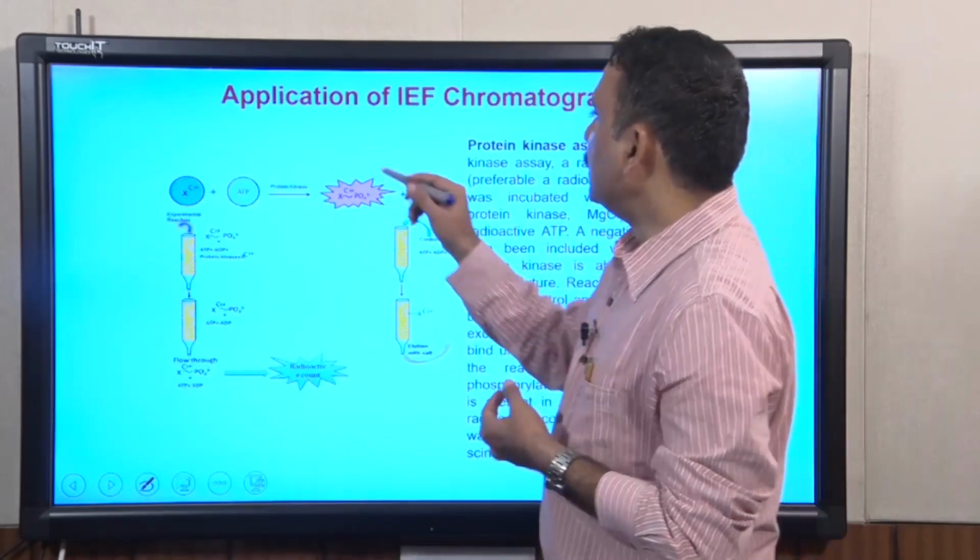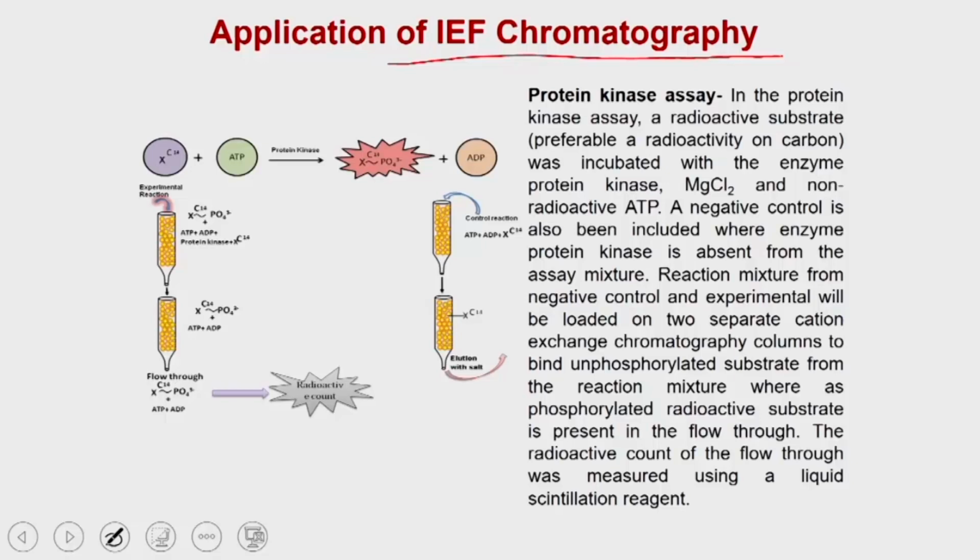Now, you can also use ion exchange chromatography to study the protein kinase assay. You know the protein kinase assay. If you use the protein X and add ATP and the protein kinase, what the protein kinase will do is take up the phosphate from the ATP, and that phosphate will be transferred onto the substrate, and you will get phosphorylated X, and the ATP is converted into ADP.